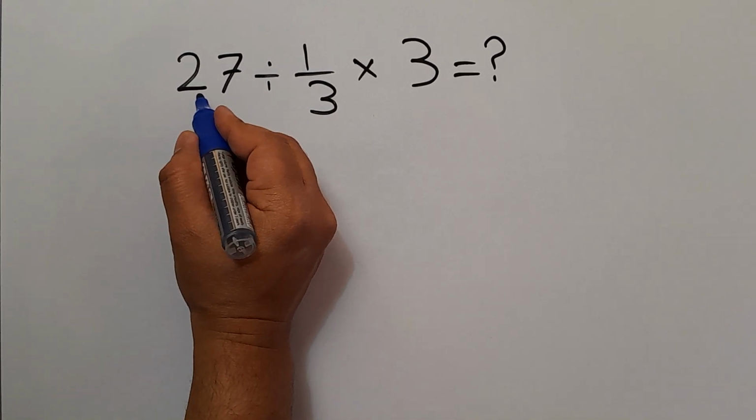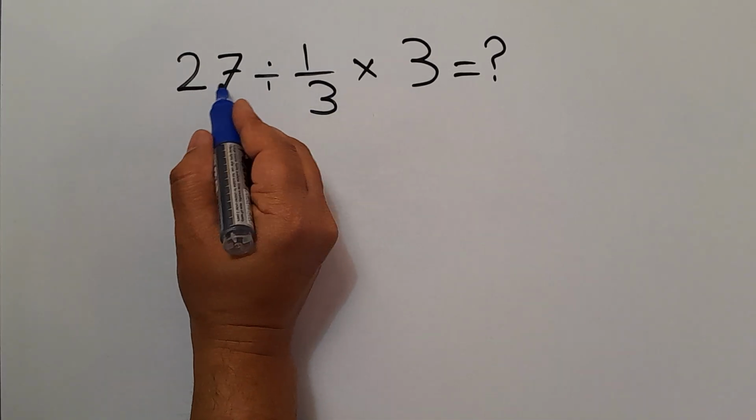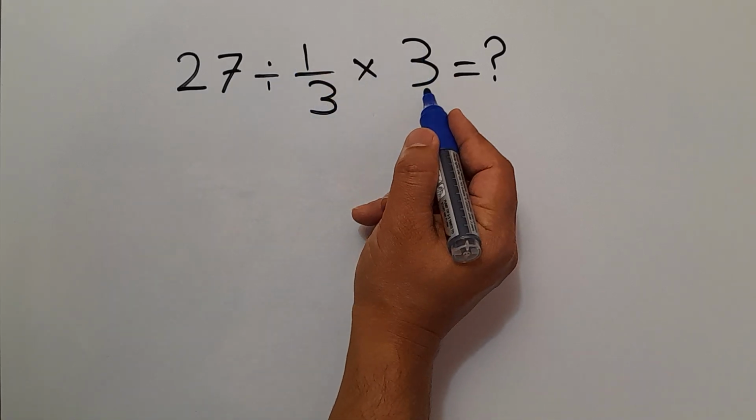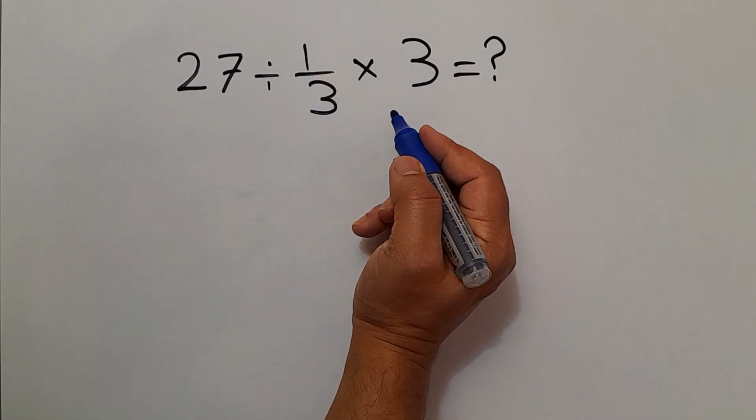In this video we want to calculate this expression: 27 divided by 1 over 3, then times 3. Are you ready to solve? Let's get it started.